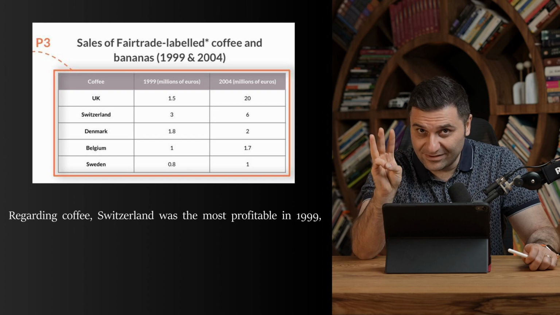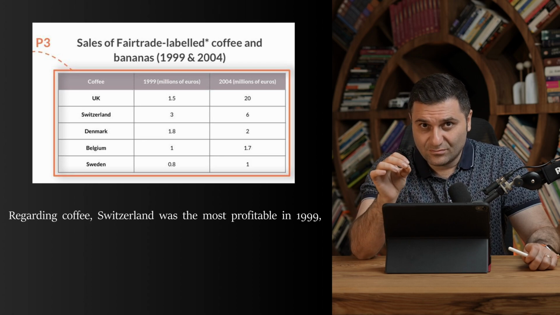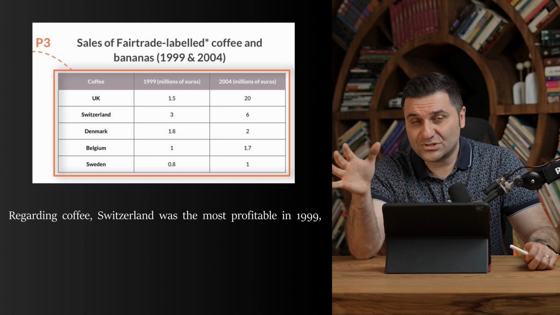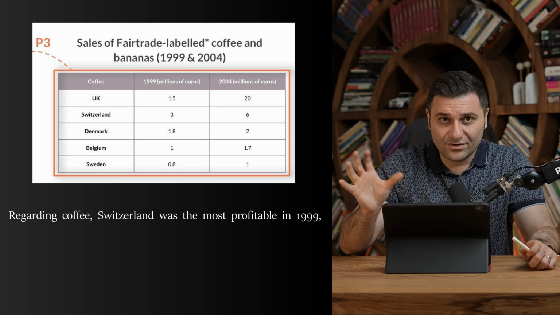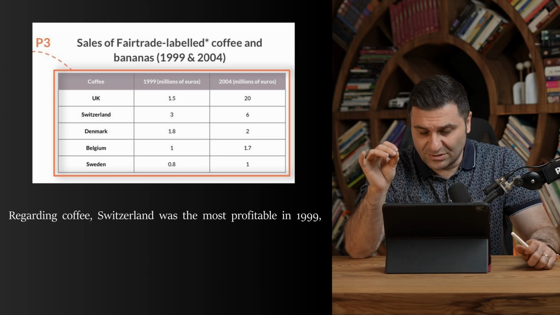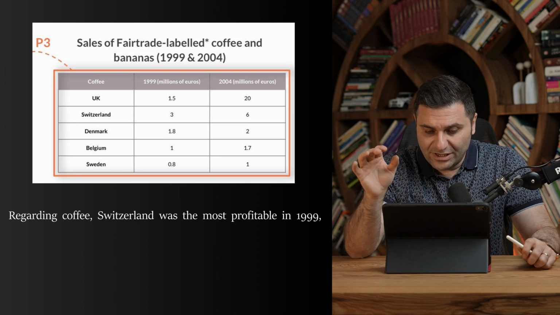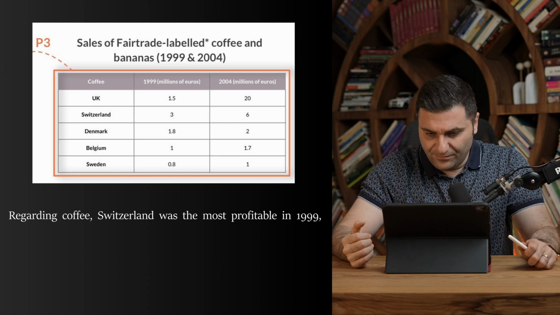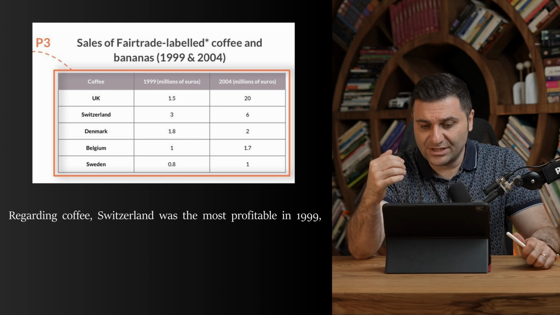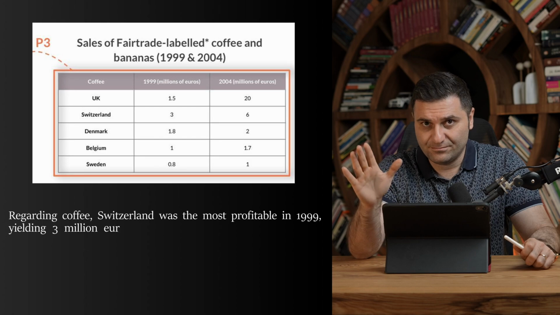All right, that was 3, right? So as you can remember, talking about details, you should talk about the most in the beginning, right? And the most increase. These are the things that you should mention. So in 1999, the most profitable was Switzerland, and I mentioned it here. Again, I read the sentence again. Regarding coffee, Switzerland was the most profitable in 1999, yielding 3 million euros.